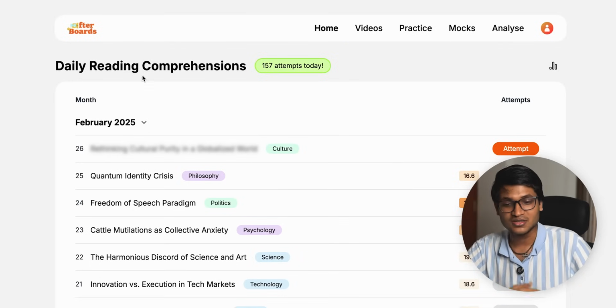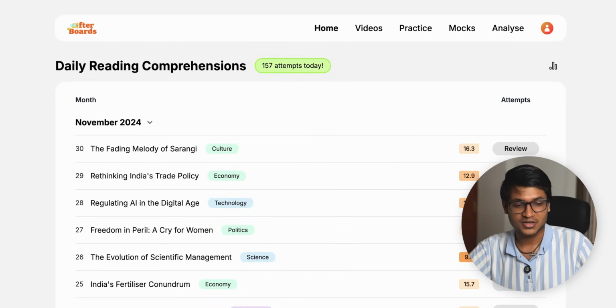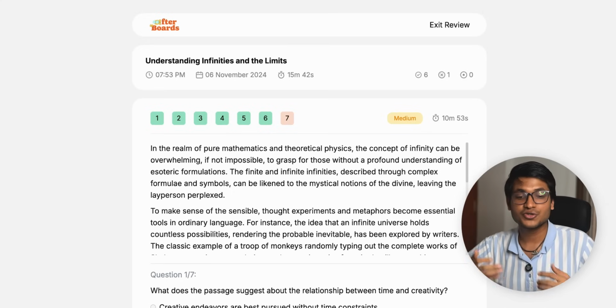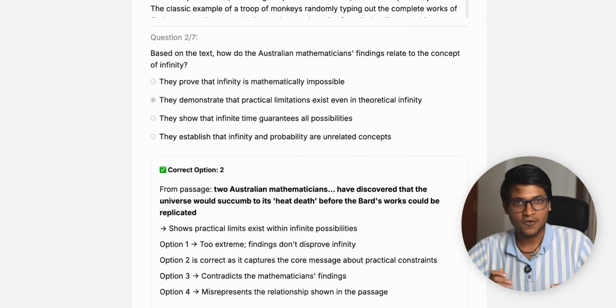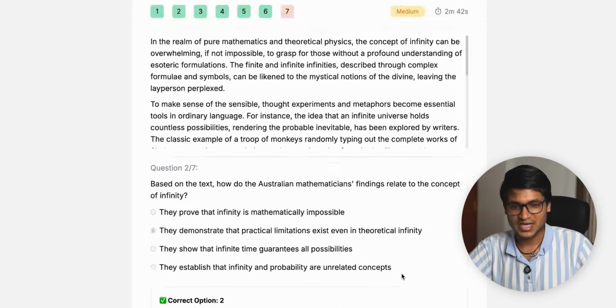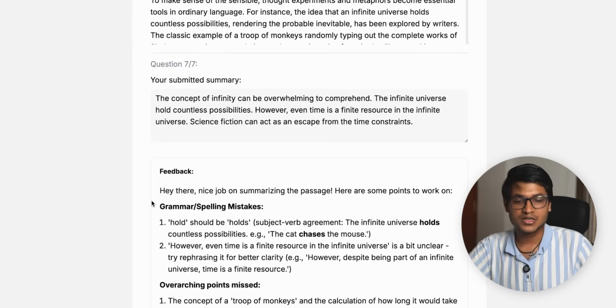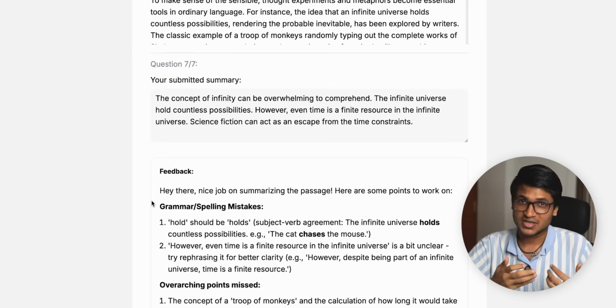After you finish writing the test, you get to review it. Let me take one of the old reviews and show you how it works. You have very good solutions, really well formatted. We tell you what line of the passage had the answer. And in your submitted summary, we talk about your grammatical errors.